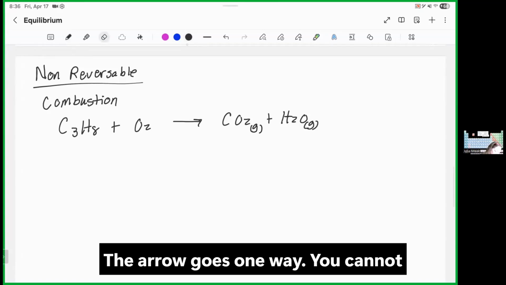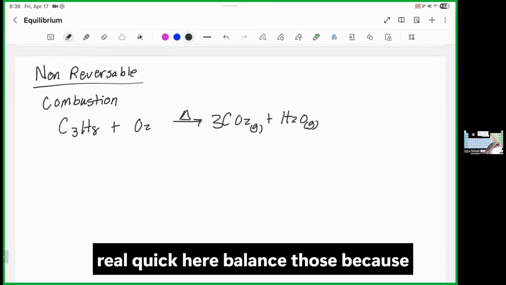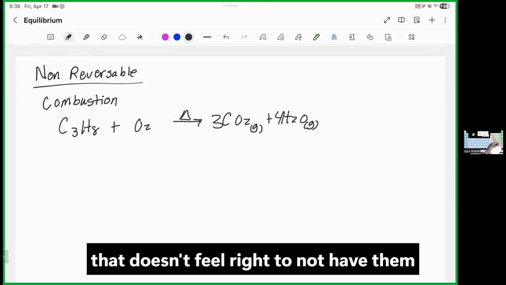The arrow goes one way. You cannot change that. Okay, so let me just real quick here balance those because that doesn't feel right to not have them balanced. There we go.